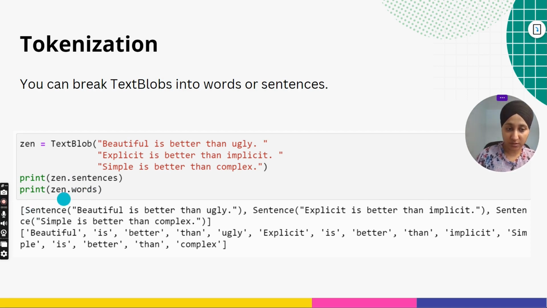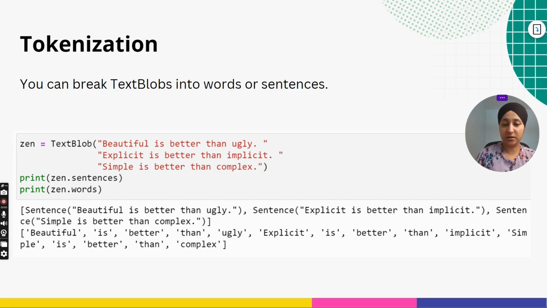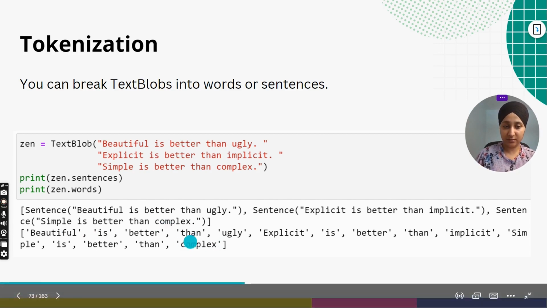So zen.words, it is word tokenization. It is showing word tokenization in which I am breaking these 3 sentences into words. Now you can see here beautiful is better than ugly, explicit is better than implicit, simple is better than complex. So this is called word tokenization. You can see in this list, these sentences are broken into words.